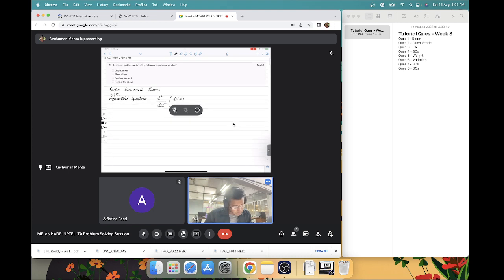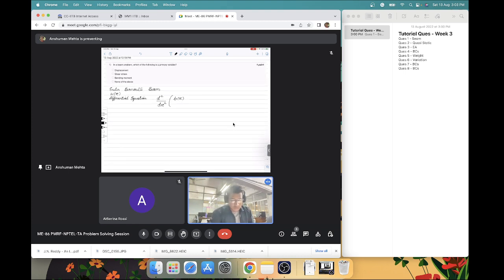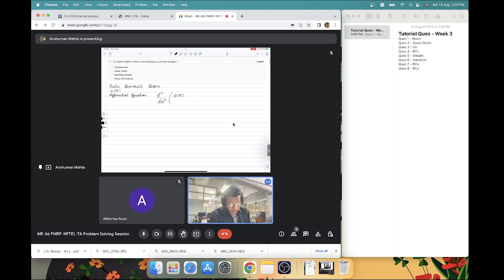So this was the first question: in a beam problem, which of the following is the primary variable, and hence I was defining the beam problem. In our Euler-Bernoulli beam, there is the equation of W(x) and it is in this form. Q(x) is the forcing function.